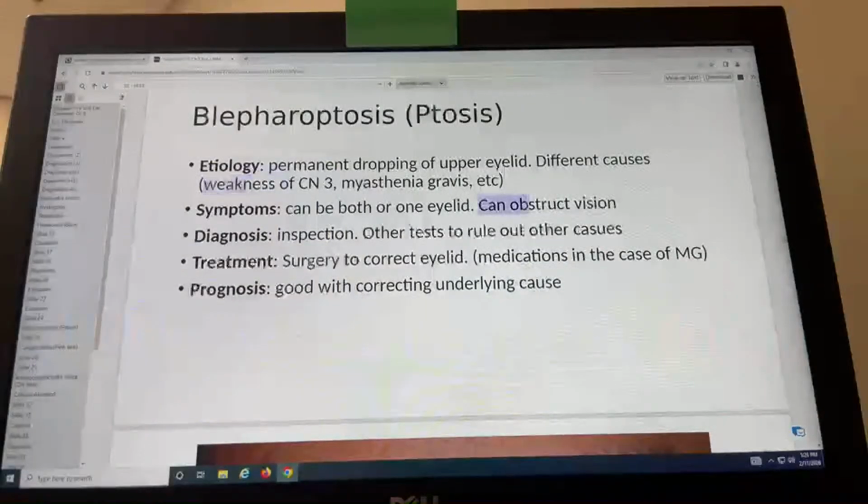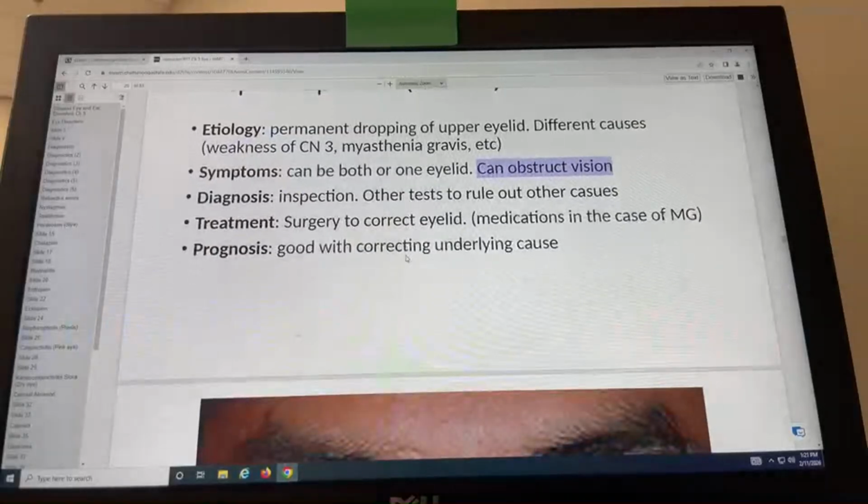The problem is sometimes it can get really bad and obstruct your vision, like if you're unable to keep your eyelid open, that would be bad. You can do surgery to help hold it up better. If it's a case of myasthenia gravis, they're going to put you on medications that treat the myasthenia gravis symptoms, and then the ptosis should resolve itself. You shouldn't have to have surgery if it's due to myasthenia gravis and you're on medication, because this is a side effect of myasthenia gravis, and when you treat the myasthenia gravis, it should get better.